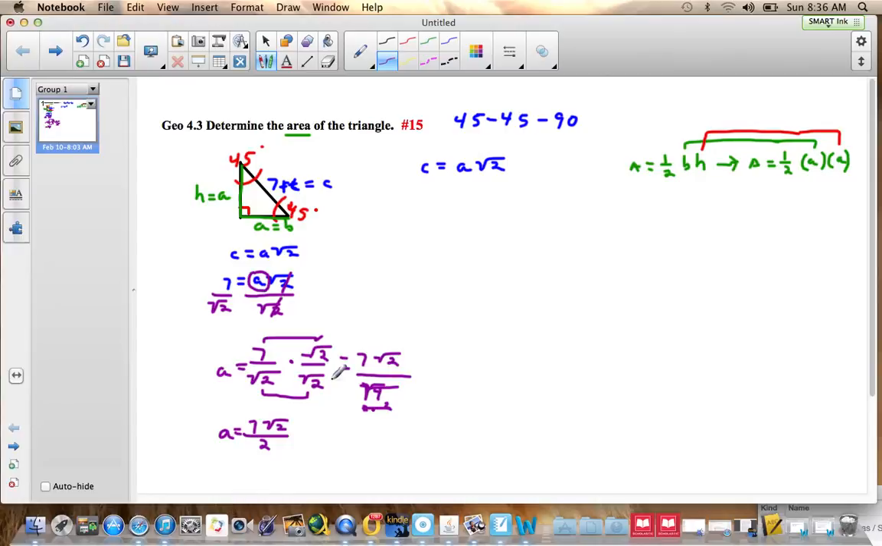All right, so let's keep going. Now that I've determined A, now I can start looking at my formula for my area. And remember, let me change colors here so maybe you can follow it a little bit. All right, so remember I'm going to have area equals 1/2 base times my height.